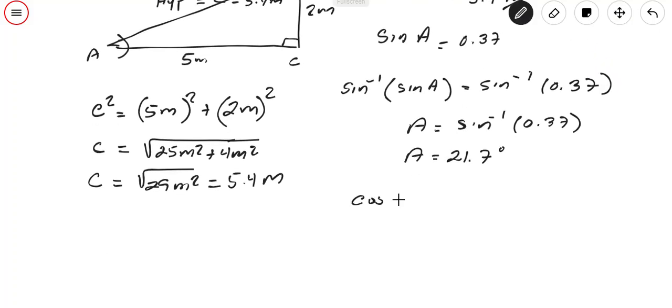So the cosine of A here would be, in this case, adjacent over hypotenuse, right? The adjacent we know is 5 meters, over the hypotenuse, that is 5.4 meters. So we simplify the meters out, and cosine of A is 5 divided by 5.4. That would be 0.925.